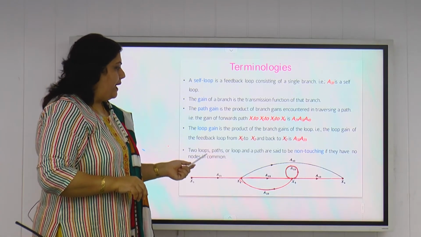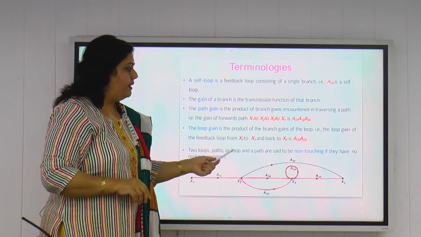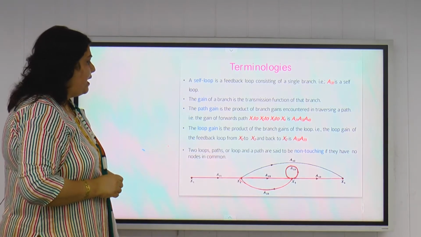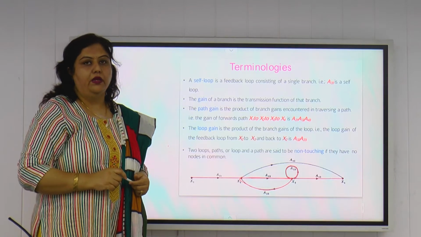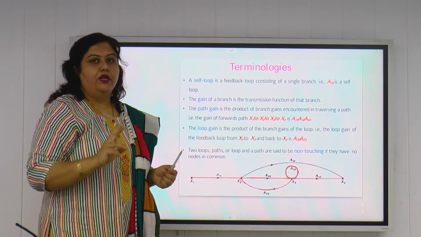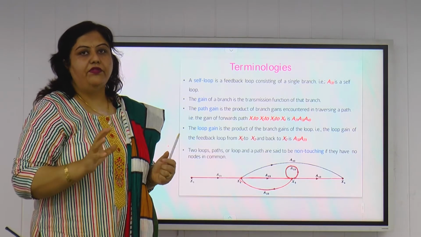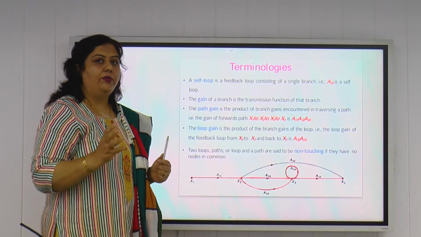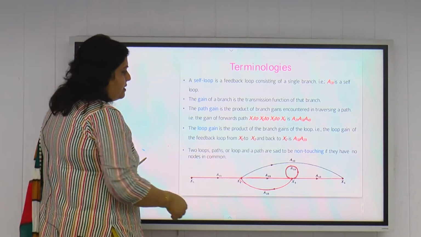Two loops, or a loop and a path, are said to be non-touching if they have no nodes in common. Two loops are said to be non-touching loops if they have no node in common or no branch in common between them. So they are known as non-touching loops.